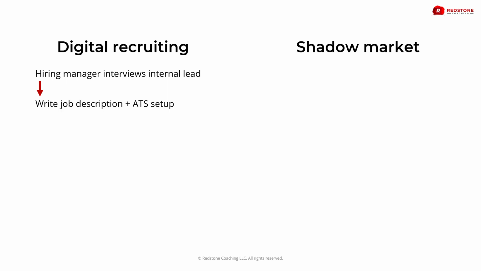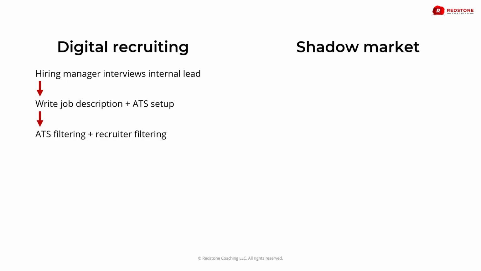After they interview that person and learn, okay, what position is available? What are you looking for? What are the requirements that are necessary for the next hire? That hiring manager is then going to have to write a job description. And then with that job description, they're also going to set up the ATS, which is the applicant tracking system. And that takes a lot of work.